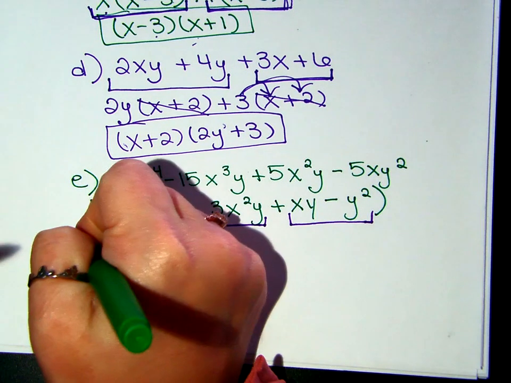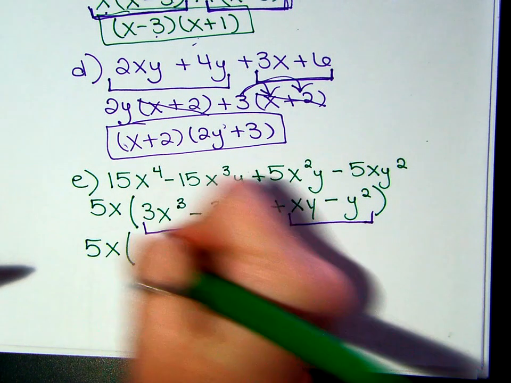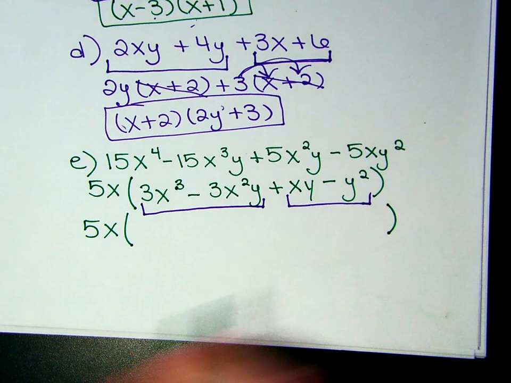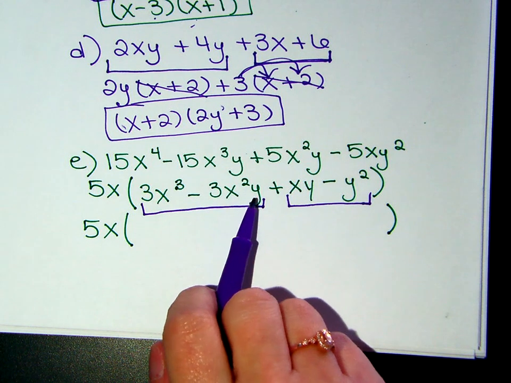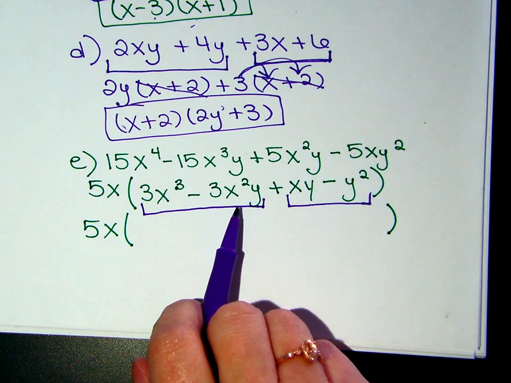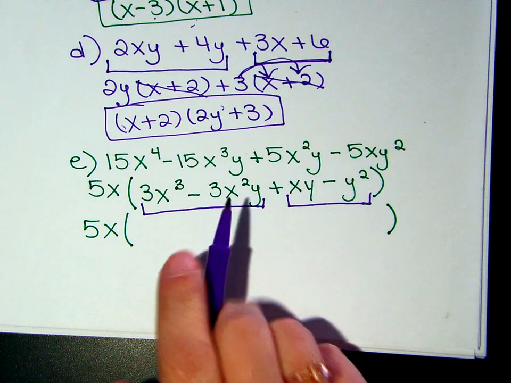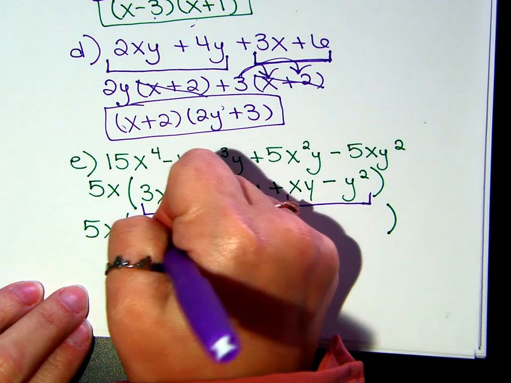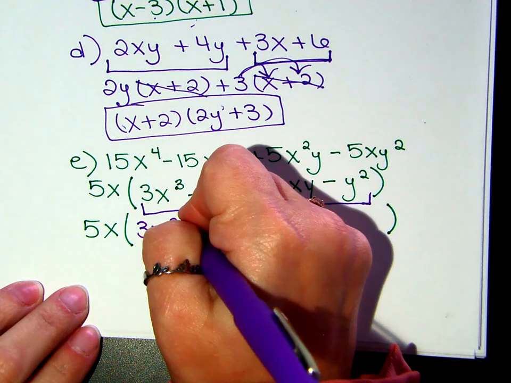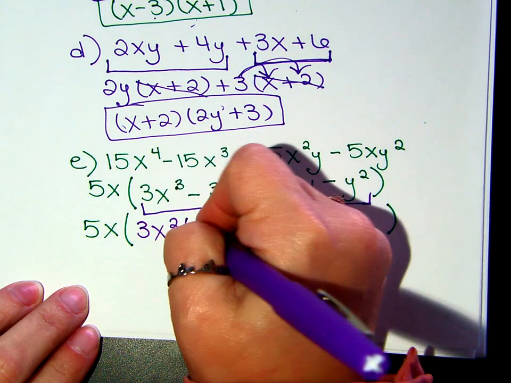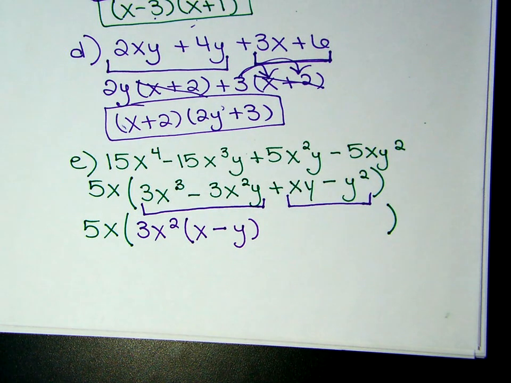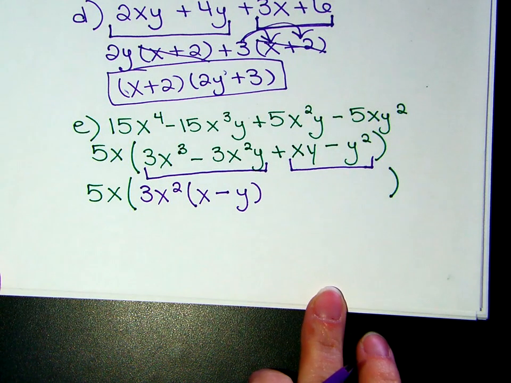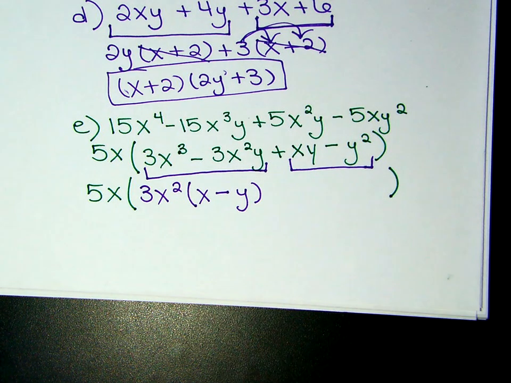So I still got my 5x living out here, big set of parentheses. And then I have 3x to the third minus 3x squared y. What do these two terms have in common? 3x squared. Which leaves me with just an x minus a y. So let's hope whatever we pull out in our next one, we can also get an x minus y.